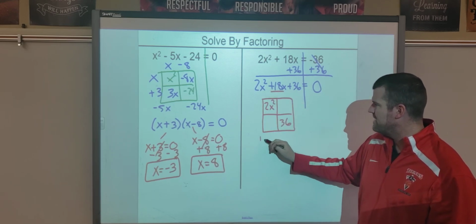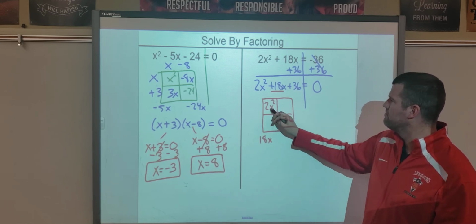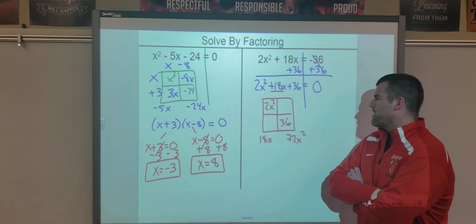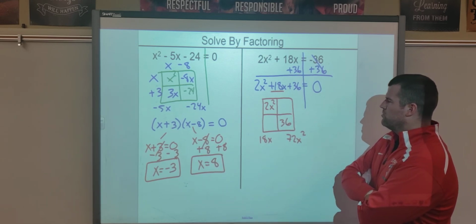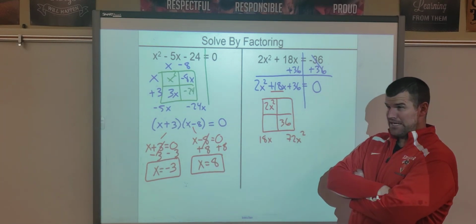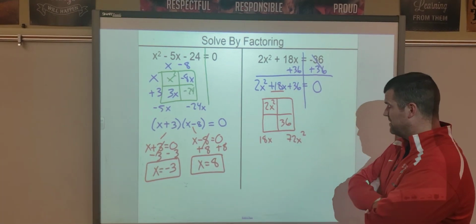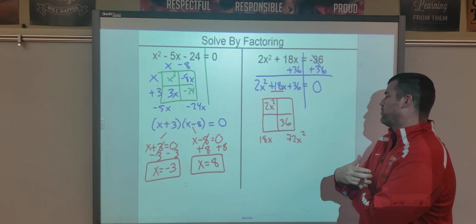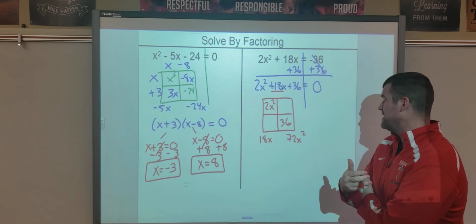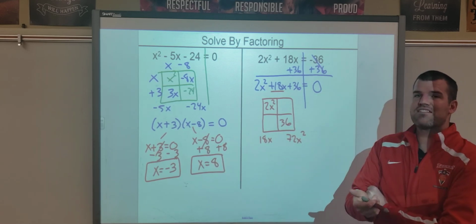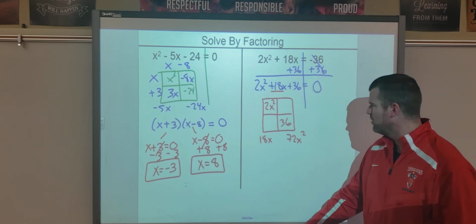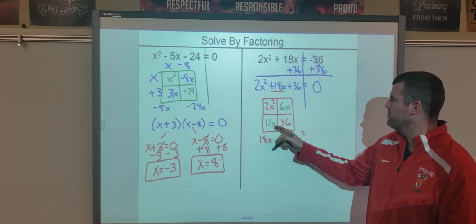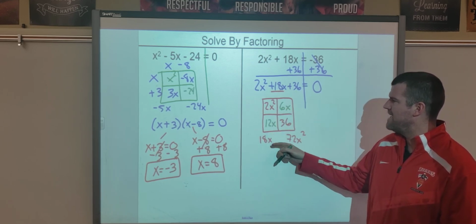I need to add to 18x, and I need to multiply to 72x squared. So now I'm thinking, all right, I need to multiply to 72, add to 18. Well, there's a lot of things that multiply to 72. I can do 1 times 72, 2 times 36, 3 times 24, 4 times 18, 5 doesn't work. Ooh, but 6 times 12, that will work. So I can do 6x and 12x. Those multiply to 72x squared. They also add to 18x.